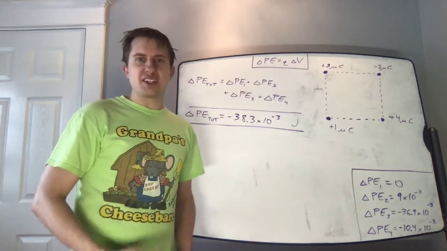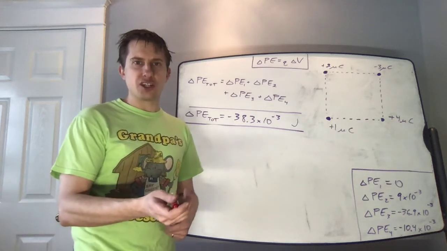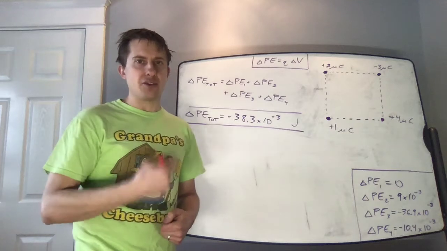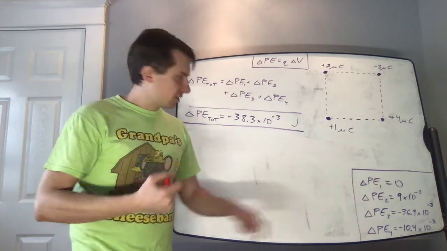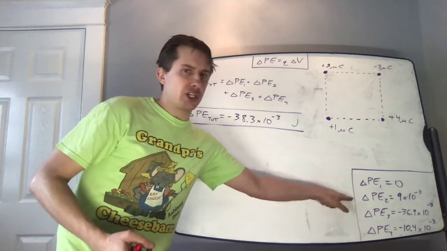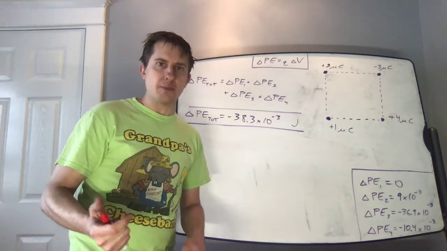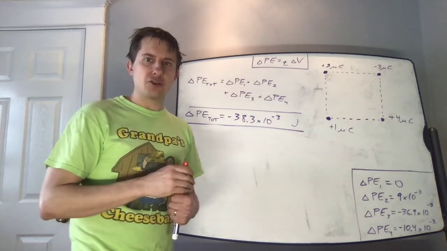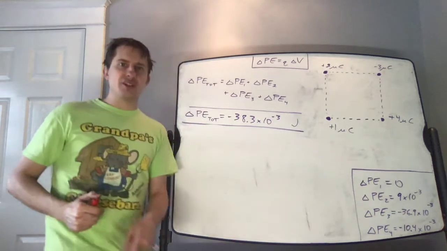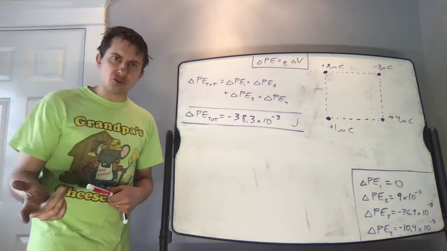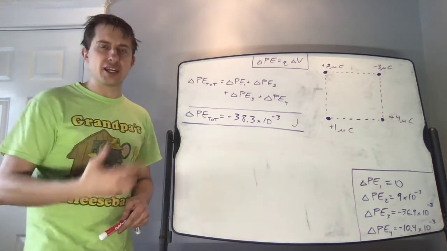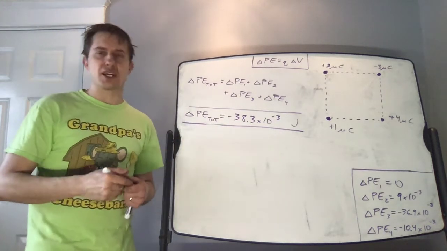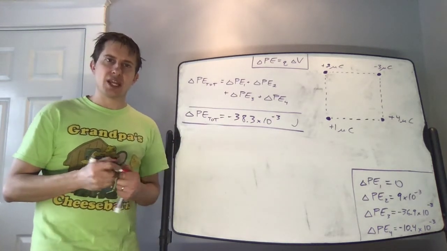But when we place the second, third, and fourth charges, there will now be other charges in the neighborhood pushing or pulling on those new charges that we're moving. So there will be some non-zero change in electric potential energy. We could then calculate the total change in electric potential energy by adding up all these contributions, and when we do that, we find the total change in electric potential energy in assembling this system of charges will be negative 38.3 times 10 to the minus 3 joules.